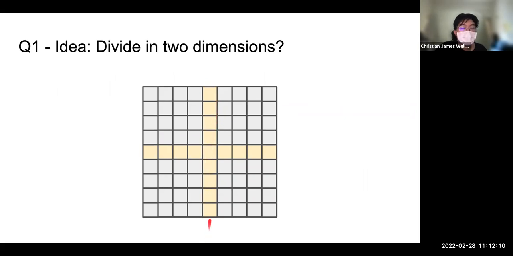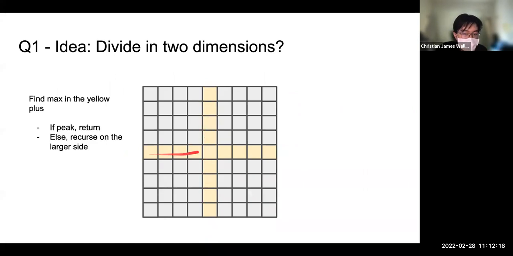To get something like this, you create a cross, like a plus here, right? So what you do is you find the max in the yellow plus. If it's a peak, then you just return it, very easy. But otherwise, you recurse on the larger side. Okay, it's a very simple follow-up to what we did earlier.